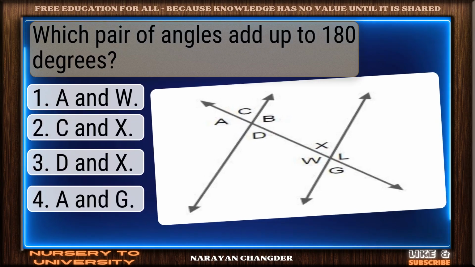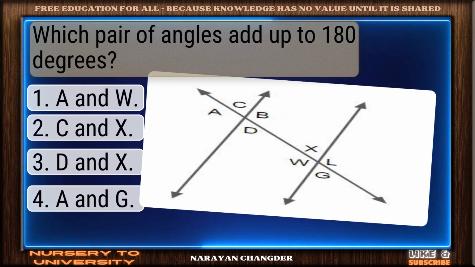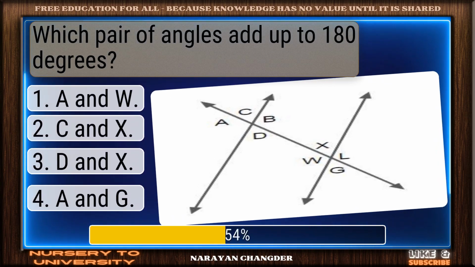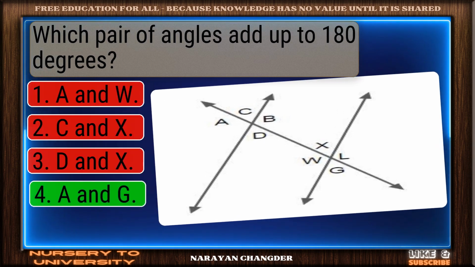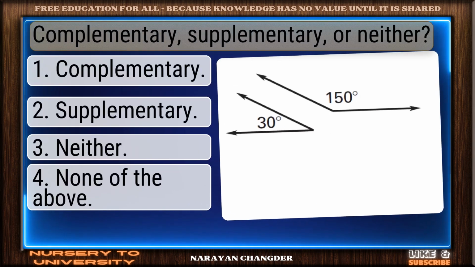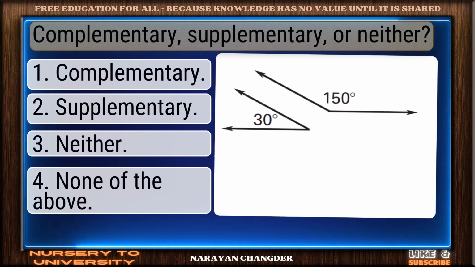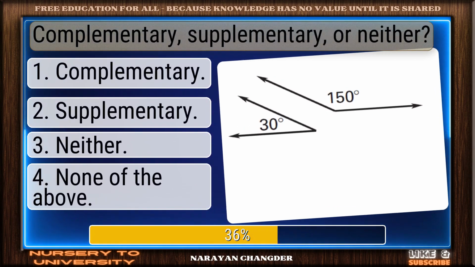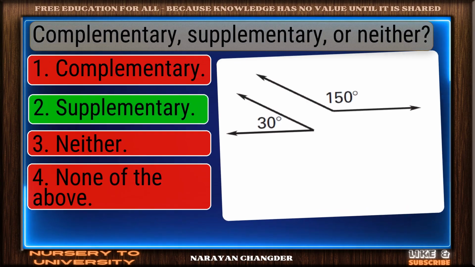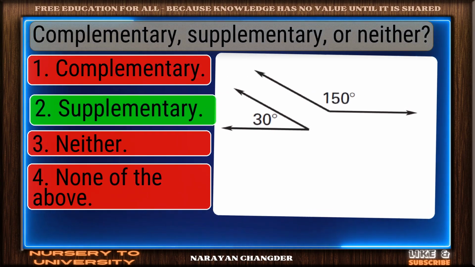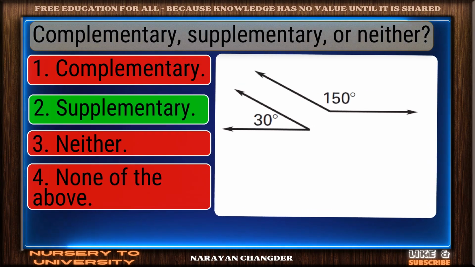Question number 20. Which pair of angles add up to 180 degrees? Bravo, A and G is the answer. Question number 21. Complementary, supplementary, or neither? Right choice. Supplementary is the best answer.